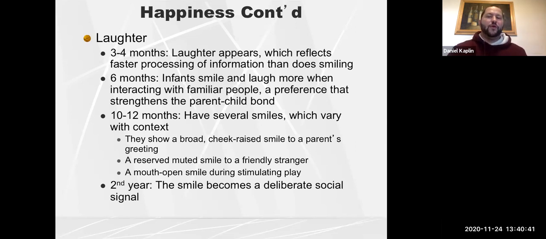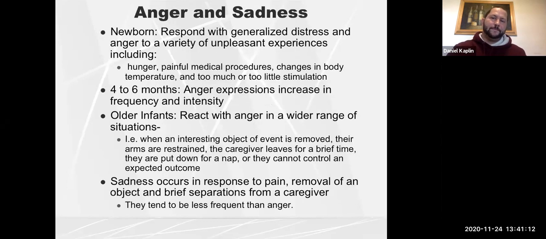And then by 10 to 12 months, you'll start to see an array of smiles. You might see the broad cheek-raised smile to a parent's greeting, which we talked about. Or you might see a reserved smile when a friendly stranger approaches. Or if the child is engaging in some kind of play activity, you might see the mouth-open smile. And within the second year of life, that smile becomes very deliberate as a social signal for others.